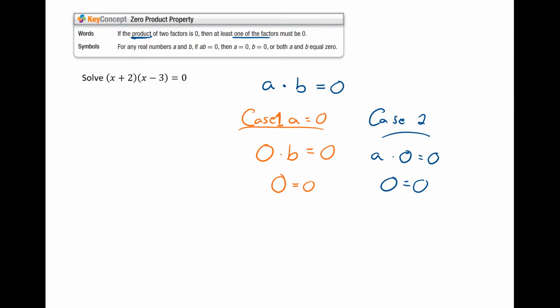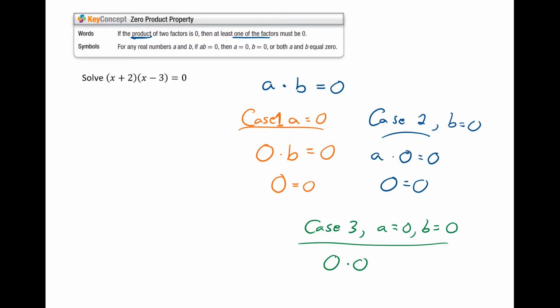So if a equals 0, or case 2, b equals 0, well, what about case 3? If both a and b equal 0, it's 0 times 0 is equal to 0. Well, that's clear as 0 equals 0. So either one or the other or both can be 0, and it all will equal 0. All right, let's see how this plays out, because a and b are not just going to be single numbers here. They're going to be more expressions. They're going to be the factors of our polynomial after we factor it.